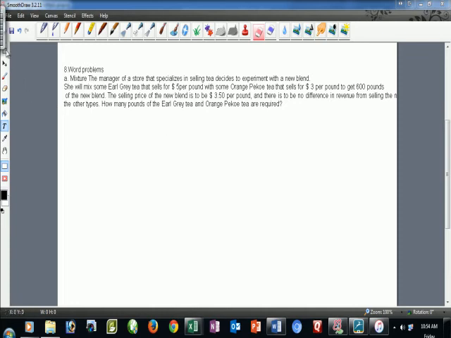Okay guys, here's the first word problem. The manager of a store specializing in selling tea decides to experiment with a new blend. She mixes Earl Grey tea, $5 a pound, with orange pekoe tea, $3 a pound, 600 pounds total. She wants a final mixture that she's going to sell for $3.50. Just like mixing peanuts and cashews, same idea. You will always have two things.